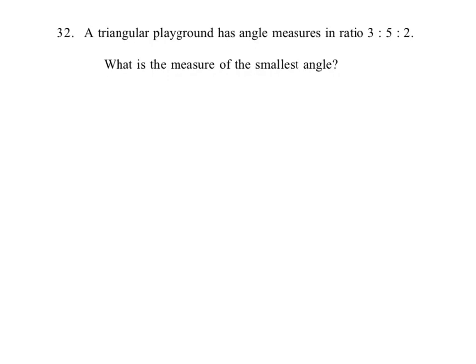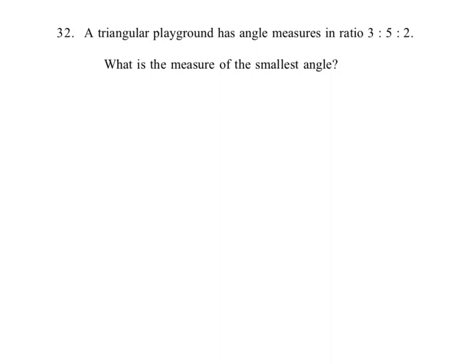What if the angles actually measured 3 and 5 and 2? Then 3 plus 5 plus 2 is 10, and that would mean there is 10 degrees total. That's not enough to make the degrees of a triangle. A triangle has to have 180. So what if we took that ratio and we doubled it?